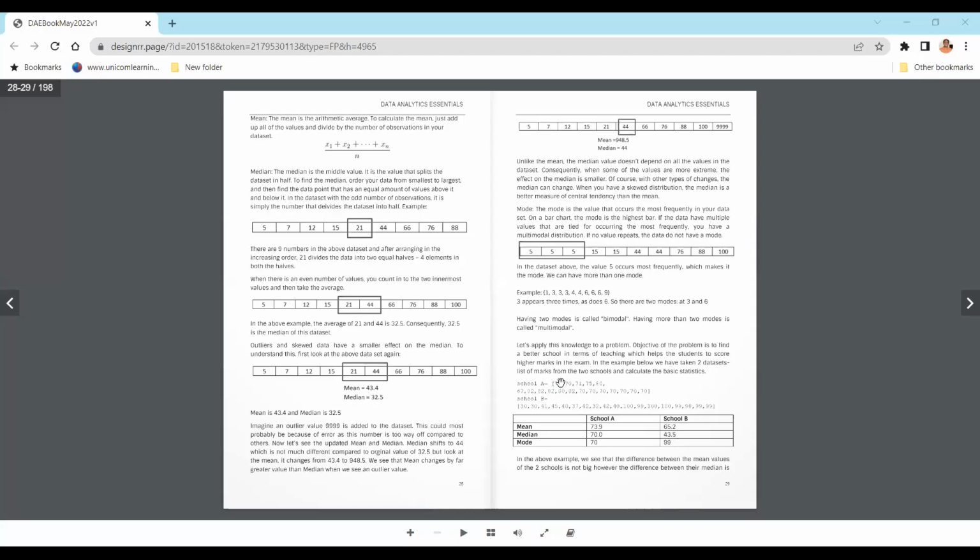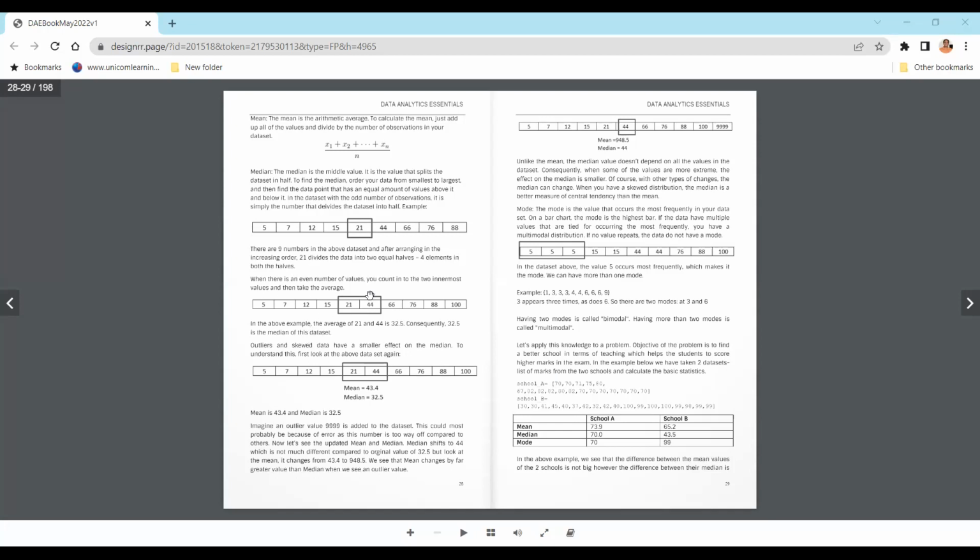So when you talk about statistics, there are three basic statistics: mean, median, and mode. What are mean, median, and mode, and what do they tell you? Mean is simply the average of all the values. If you have n numbers, you add all of them and divide by n, the total number.